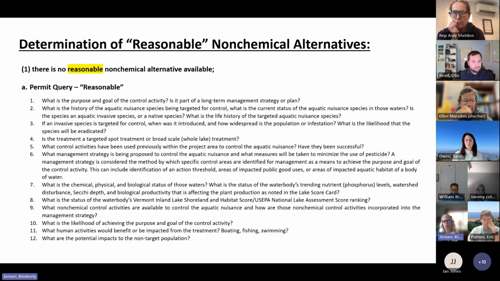What is the chemical, physical, and biological status of the water? And how does it relate to the lake scorecard, which is a way to measure the lake's health, and that is done through the Lakes and Ponds program. What non-chemical controls have been available and did they work? What is the likelihood of it succeeding? And what activities may be impacted, whether non-target, human, or otherwise?